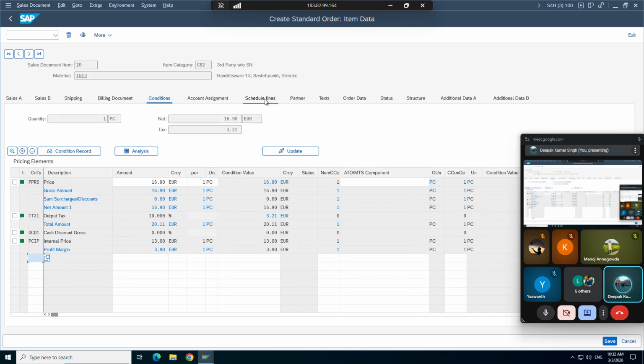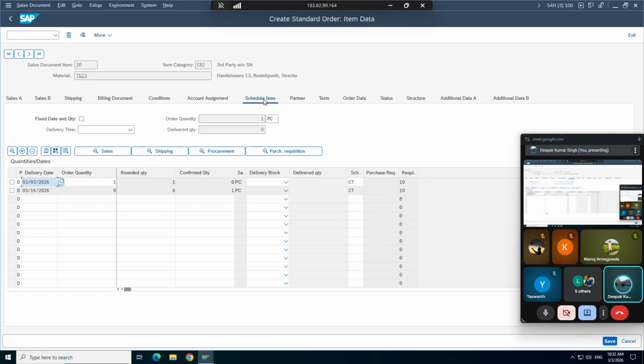Where it comes from, it is confirmed in the schedule line. Here you can see this. Sorry, not on the third. I am creating the order on 3rd of March, so this is the date the customer wants. But since I don't have stock, SAP has recommended that I can deliver the goods on 16th of March. So I agreed on that one. That's why SAP has created two lines here.